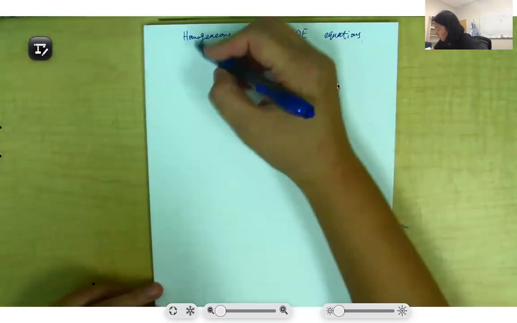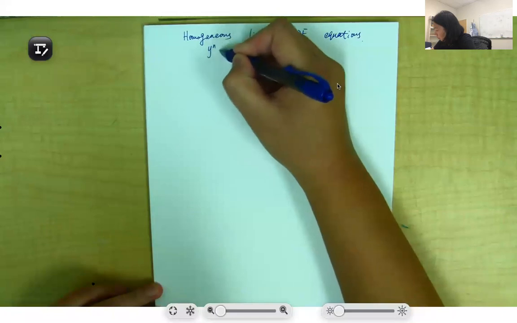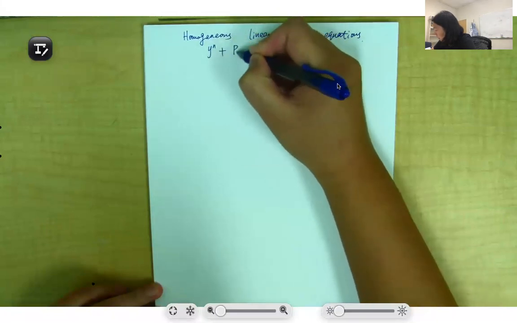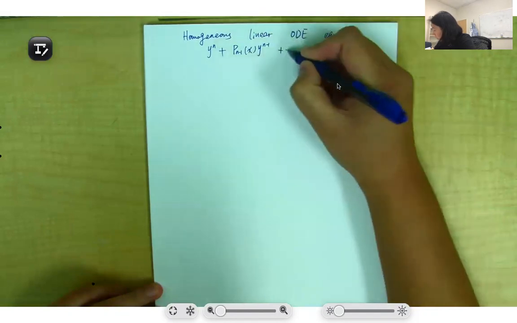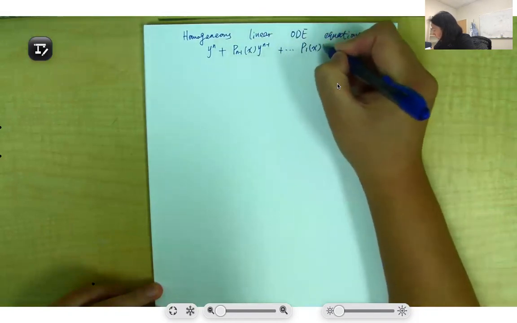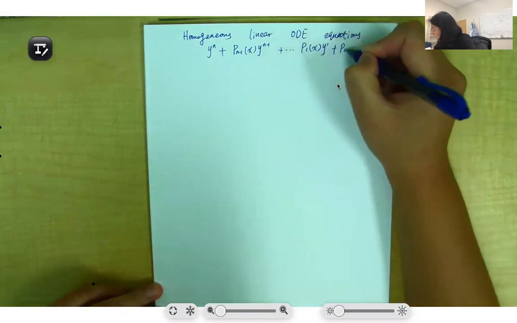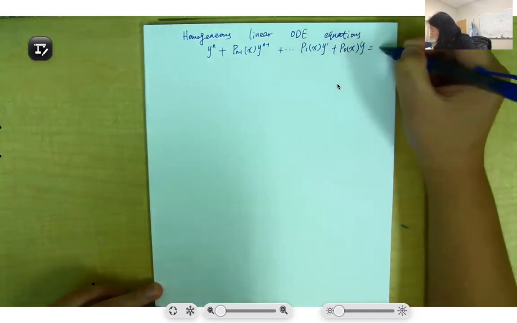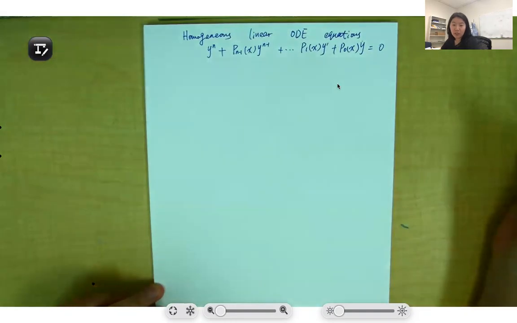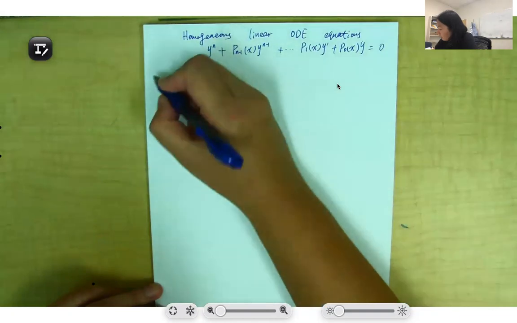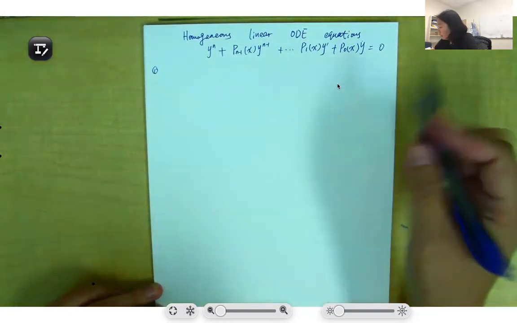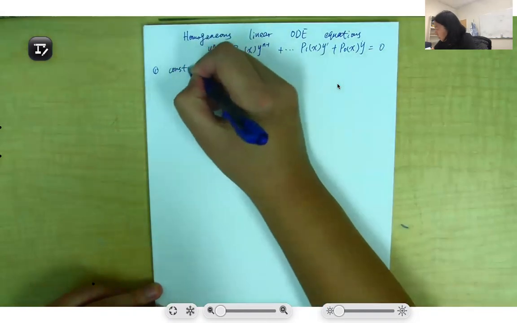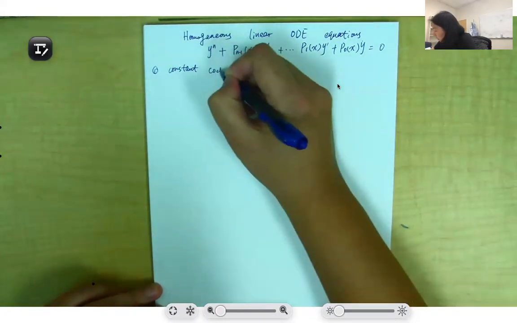So first we will write y^(n) plus p_{n-1}(x) y^(n-1) plus dot dot dot plus p1(x) y' plus p0(x) y equals 0. That is the homogeneous linear ODE equation for higher order. There are different scenarios. The first scenario is when all the coefficients are constant.